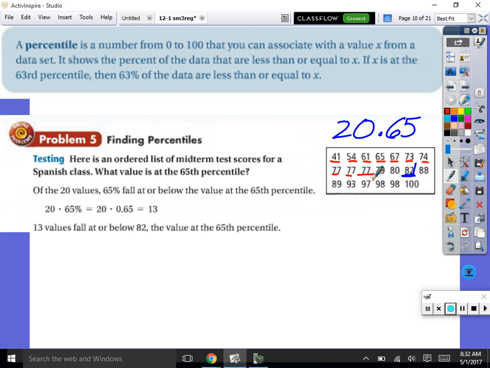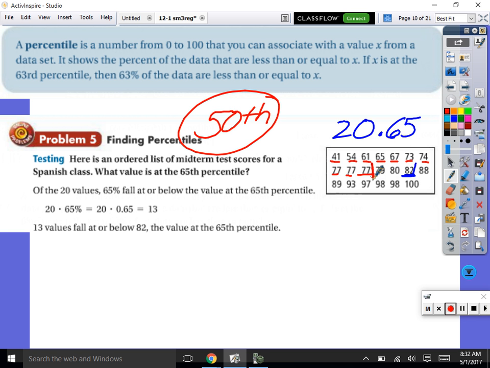If I said to you, what percentile is 77 at? You'd say the 50th percentile. That means 50% of the data is at 77 or below 77. All good? You don't need another example of percentile. That's all the same thing.